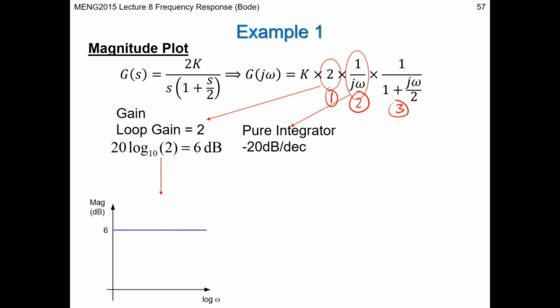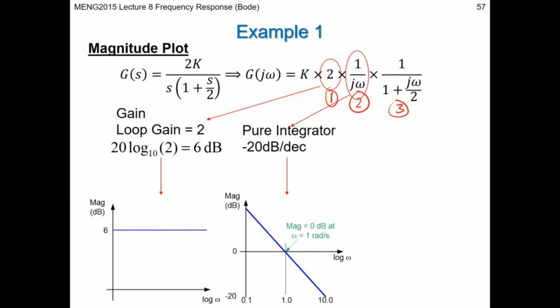Our pure integrator, what's going to happen with the magnitude plot for a pure integrator? Well, a pure integrator always has minus 20 decibels per decade on the magnitude side, and it goes through 0 dBs at 1 radian per second. So this is going to be the plot of term 2, the pure integrator. A straight line for magnitude going down through 0 decibels at 1 radian per second.